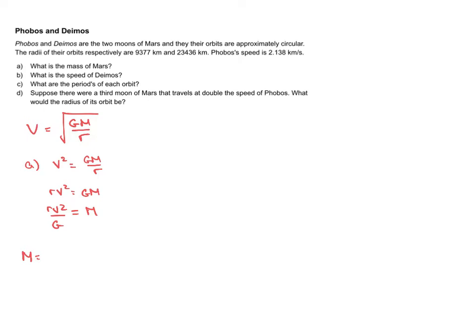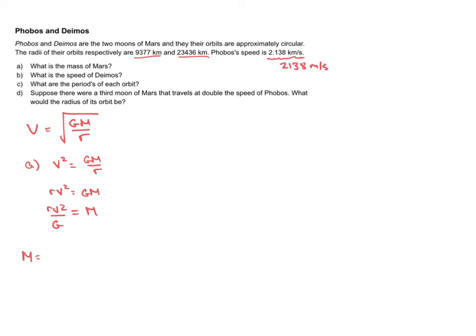I'll sub in the values, but I've got to be careful in terms of my SI units here. The radius of Phobos, both the radii are given in kilometers, but these formulas need to be in meters. And same with the speed. The speed is given in kilometers per second. I'm going to have to be using meters per second in this formula.